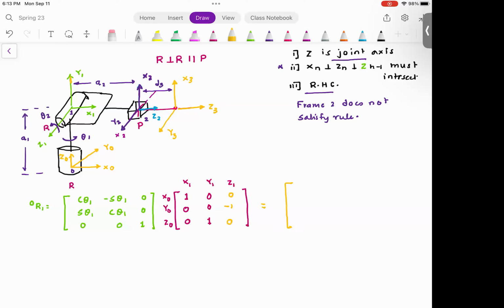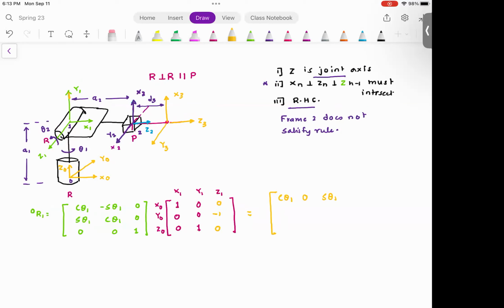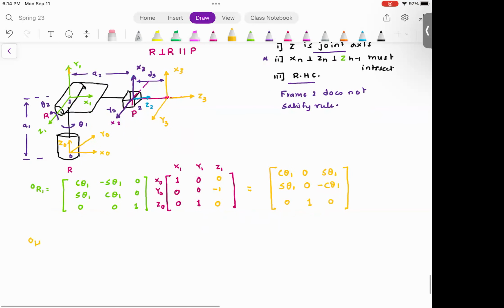Multiply: first row, first column; first row, second column; first row, third column, sine theta 1; second row, first column; second row, second column; second row, third column. And once you have something like this, you don't have to complete it, because as you know, there should be a 1, and if you have 1, all the other entries in that row should be 0. So third row, first column, 0. Third row, second column, 0. Third row, third column, 0 and so on. Everyone understood this?